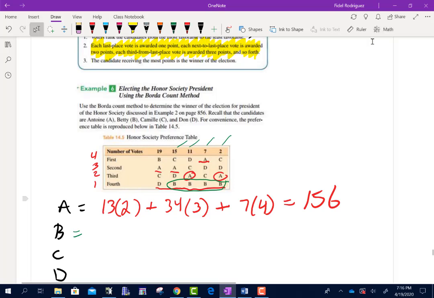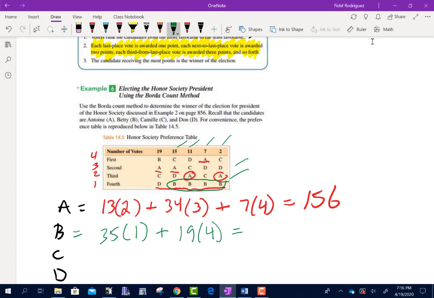So let's see, 15 plus 11 plus 7 plus 2. That gave me 35. Okay, so she has 35 fourth place votes. Remember, fourth place votes are worth 1 point. It doesn't look like she has any third or second place votes, but then she does have 19 first place votes. Okay.